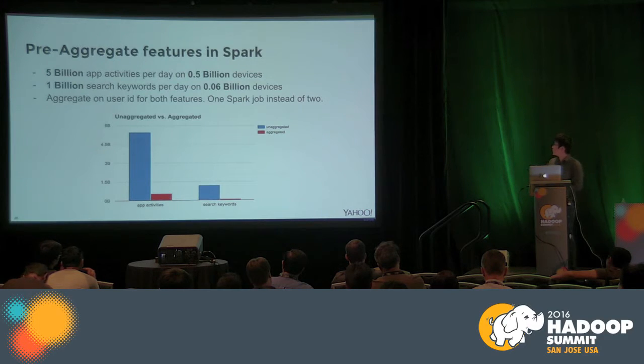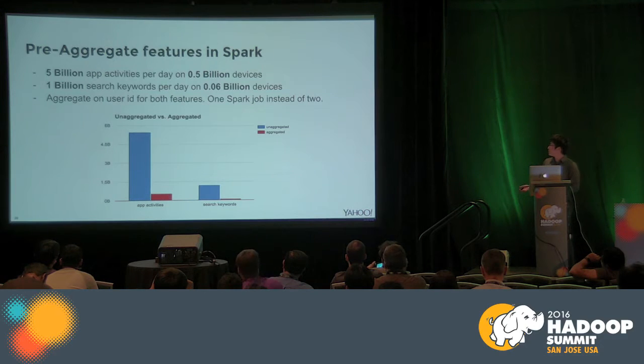Similarly, we do pre-aggregation for the updates of the feature table as well. We have 5 billion app activities per day on 500 million devices, and we also have 1 billion search keywords per day on 60 million devices. We can combine them all and aggregate them on user ID, and then do writes to HBase. This can reduce the number of writes and reduce the overhead.